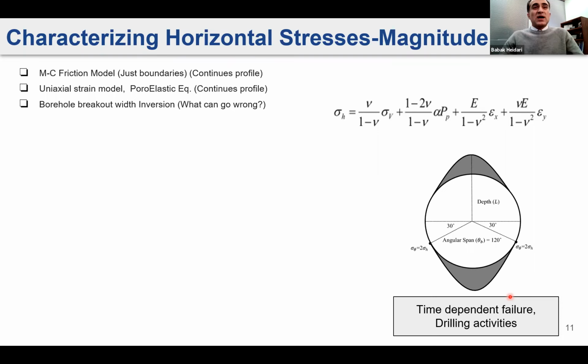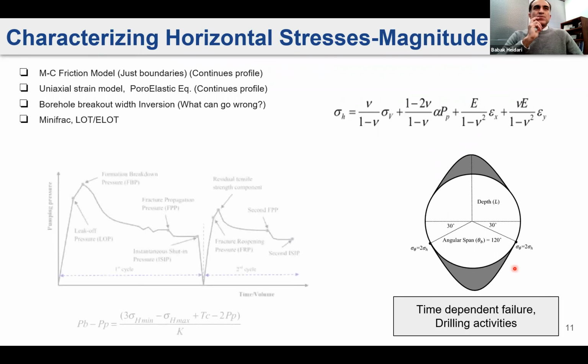So if there is a time-dependent failure, for example, if there is a drilling activity which is causing that breakout, instead of showing 120 it shows 140, what's going to happen? This is why I have seen so many models out of this approach that are overestimating the horizontal stresses. Same as the other application around the breakout, it should be used with lots of care. So you need to be very careful in utilizing this approach.